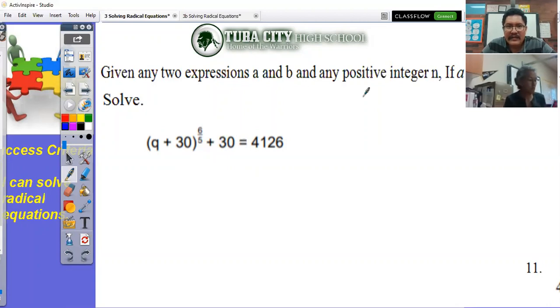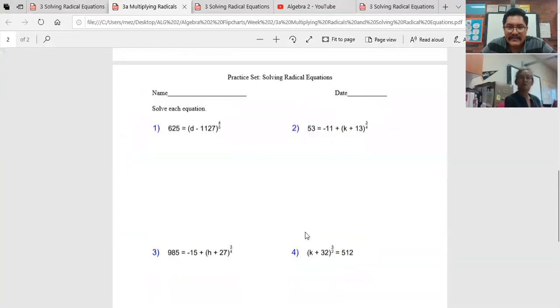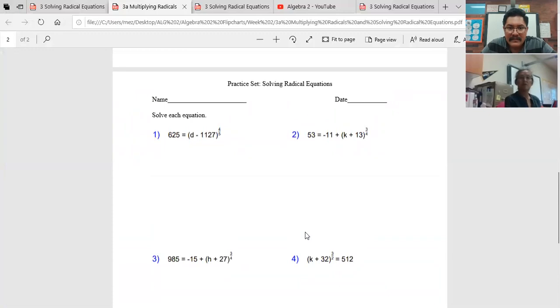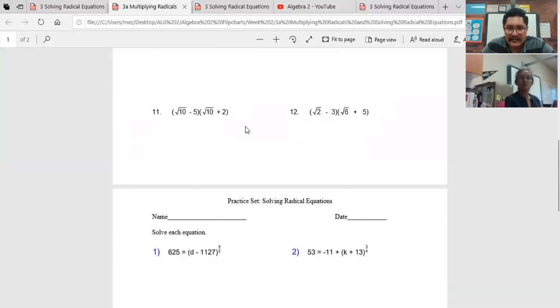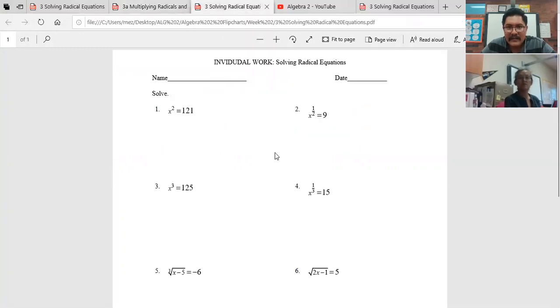But this is a page, let me move over to there really quick just to show you which homework it is. So just a reminder, that's this page here. It's the one that says practice set solving radical equations. And it's on the back side of multiplying radicals. All right, so again, make sure it's that one. The one before that was this one here, individual work solving radical equations. So again, make sure you're working on the right one.